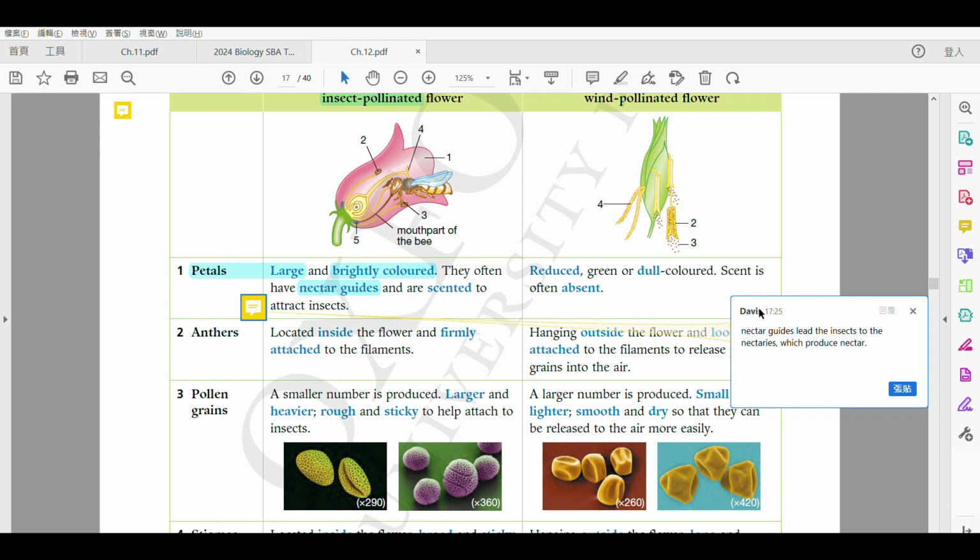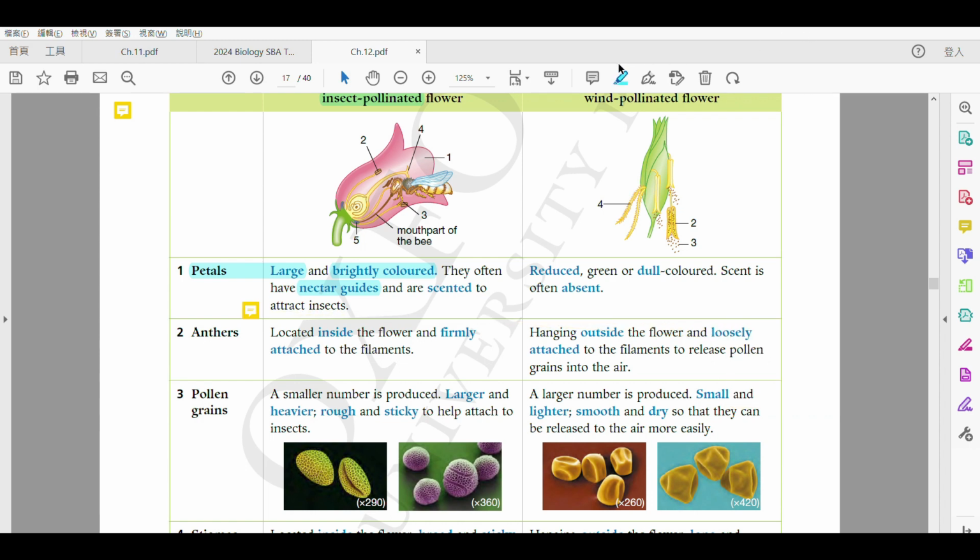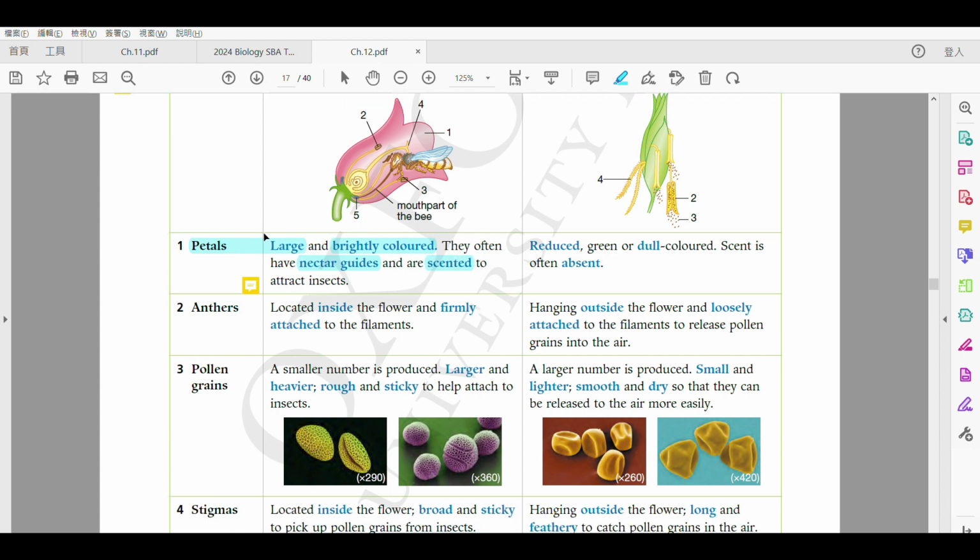Okay, 記得 nectary 係一種 gland 嚟嘅，得唔得？Okay, so a few notes. They are large, they are brightly colored. Some of them have the nectar guides, and they are usually scented. 得唔得？幾樣嘢齊晒㗎啦。Okay, so this is a normal flower.